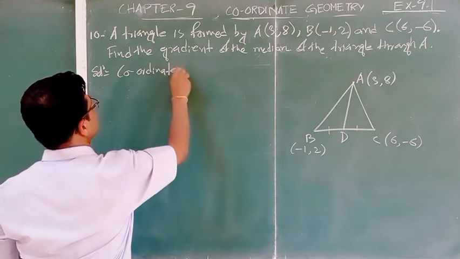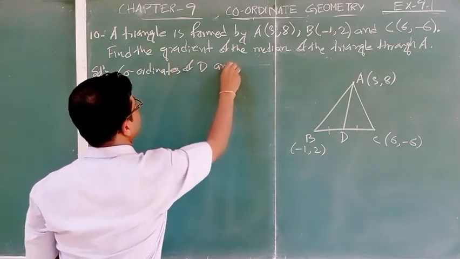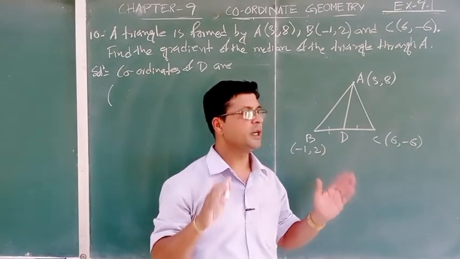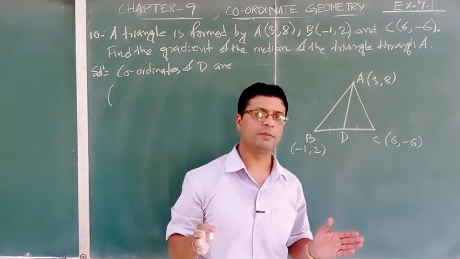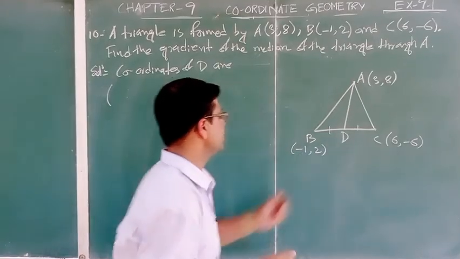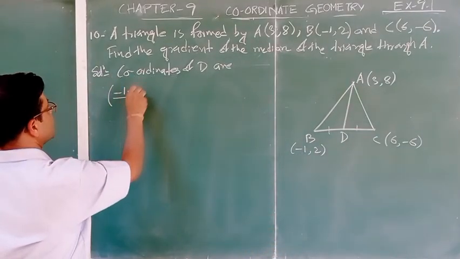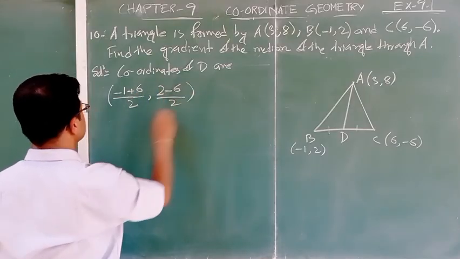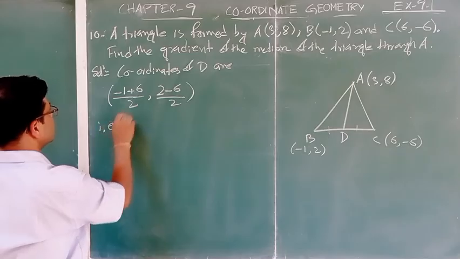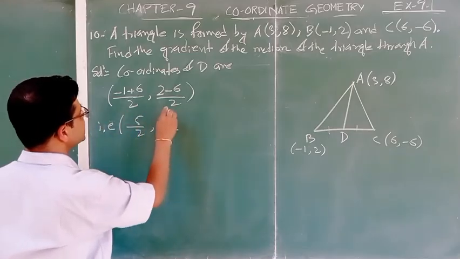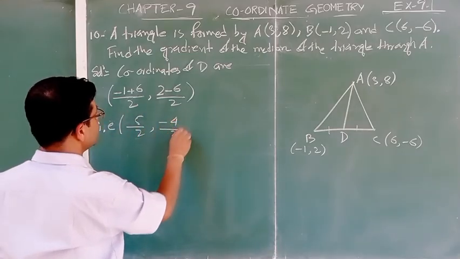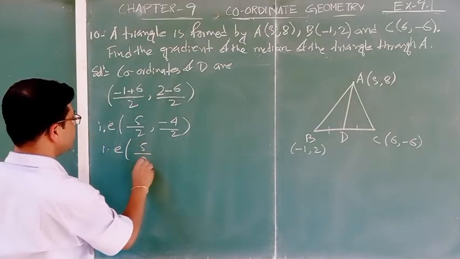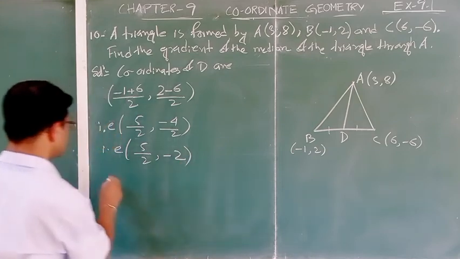Coordinates of D are the midpoint. So what is the formula to find the coordinates of the midpoint? x1 plus x2 divided by 2, y1 plus y2 divided by 2. So minus 1 plus 6 divided by 2, comma, 2 minus 6 divided by 2. That is, this is 5 by 2 and this is minus 4 by 2. That is 5 by 2 and minus 2. Got it?